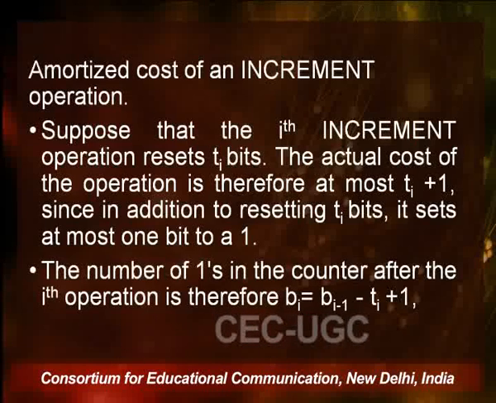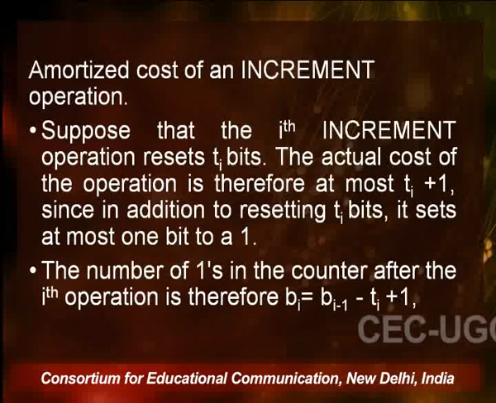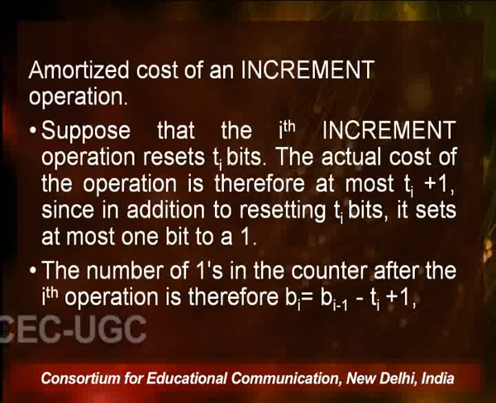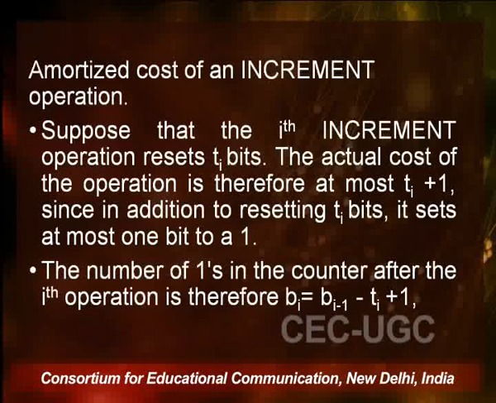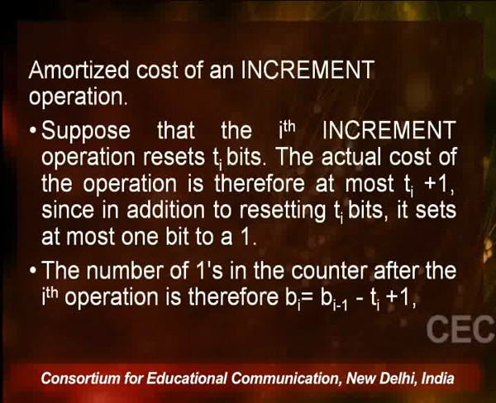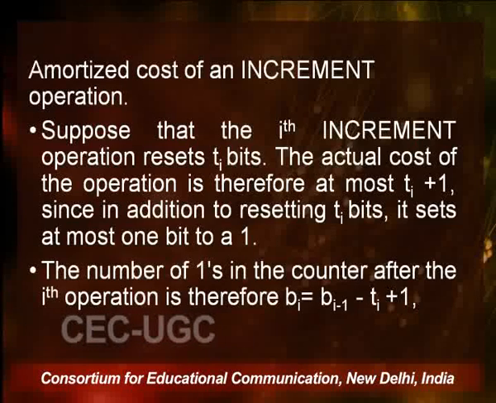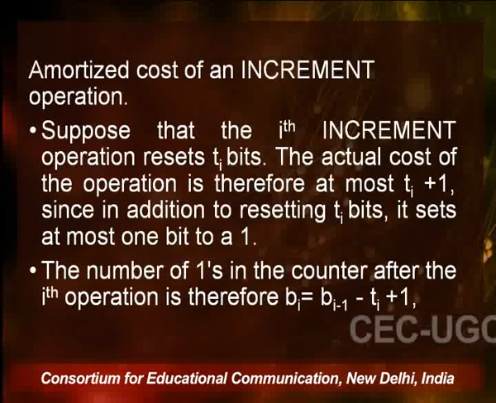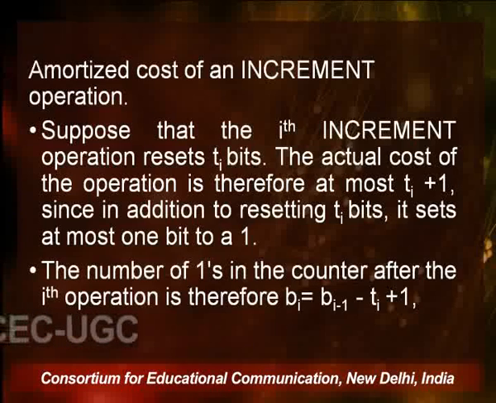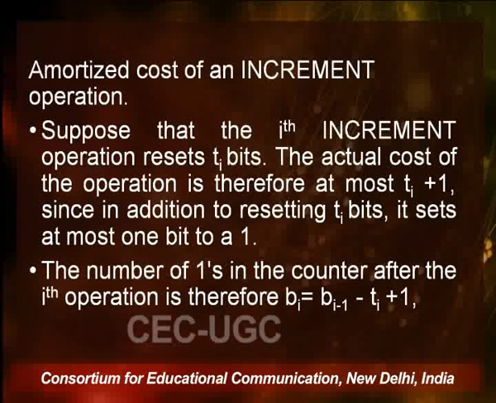So, the actual cost of the operation is going to be at most Ti plus 1. Now, why this plus 1 here? Because in addition to resetting Ti bits, it is going to set at most 1 bit to 1. So, the actual cost is going to be Ti plus 1.